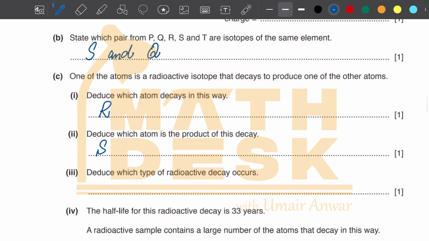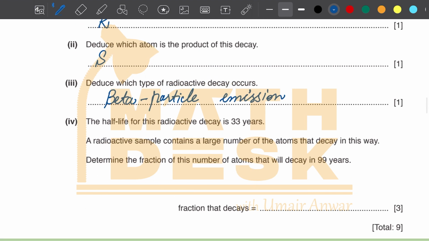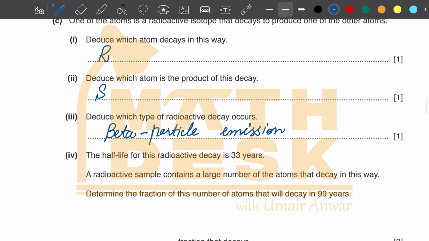Deduce which type of radioactive decay occurs. Here we would say that beta particle emission is taking place. A neutron is basically converting into a proton and an electron, or beta particle. The half-life for this radioactive decay is 33 years. So the half-life of this decay is given.